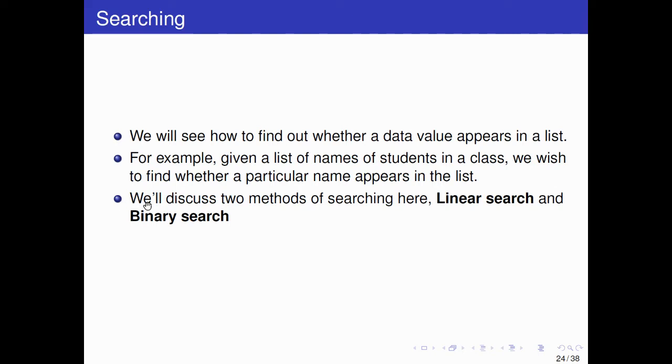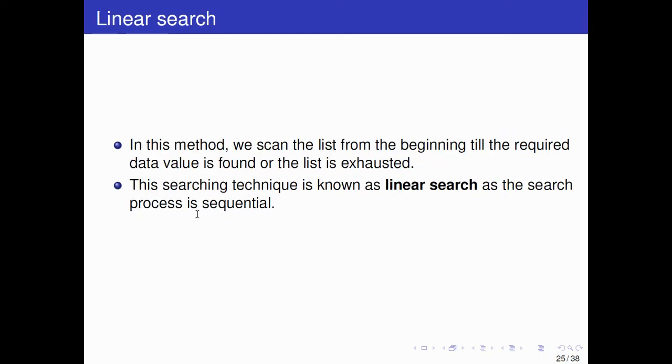So we will discuss two methods for searching here. One is linear search, other is binary search. So two searching methods we'll discuss: linear search and binary search. As the name suggests, linear search is just linear. Binary search, we will see later on. First you see linear search.